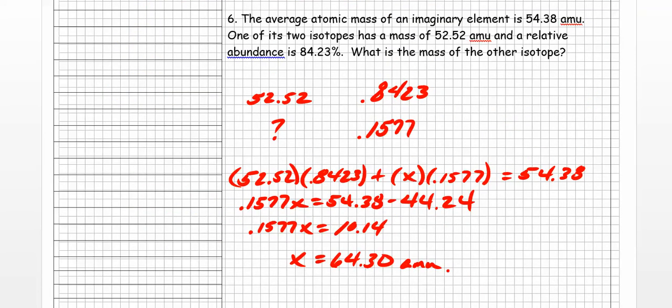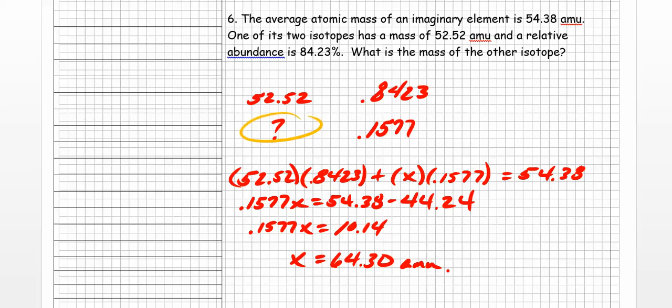All right, here we go with the last question. Number 6 says the average atomic mass of an imaginary element is 54.38 AMU. One of its 2 isotopes has a mass of 52.52 AMU and a relative abundance of 84.23%. What is the mass of the other isotope? So I've made a little table here. Here I've got the mass of the isotope that they're talking to me about, the 52.52 AMU for one of the 2 isotopes, and we're looking for the other mass, right?